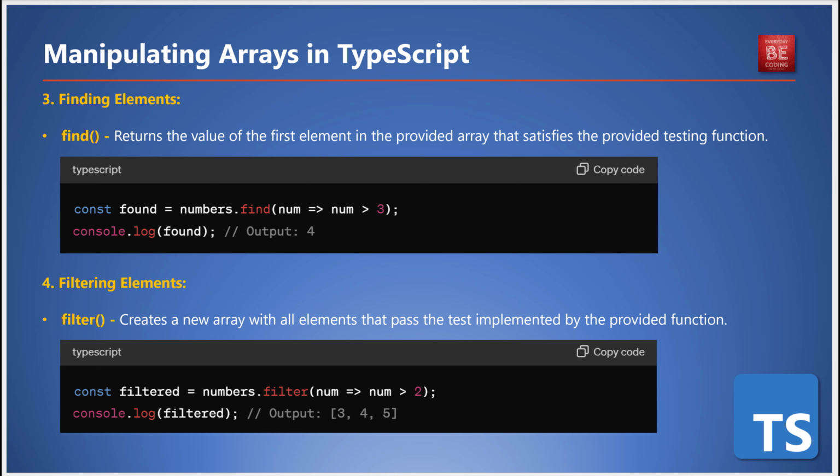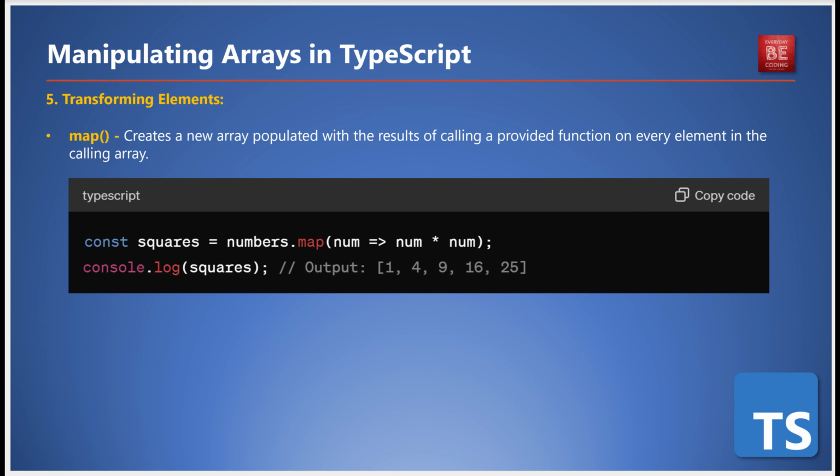It creates a new array containing all elements that pass a specified test. Similarly, map is a transformative tool, generating a new array where each element is the result of a function applied to the corresponding element in the original array.